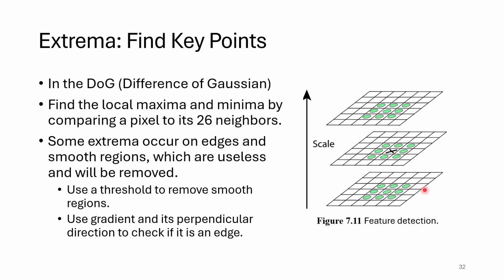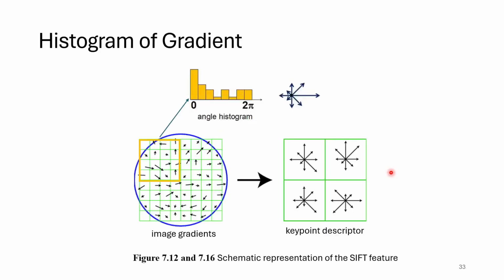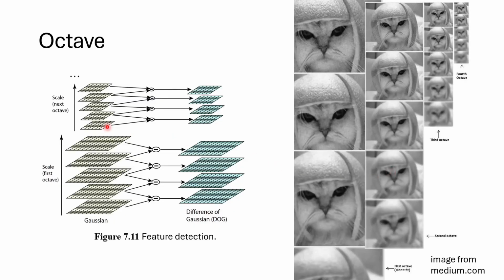So here, as we can see, because it needs to compare with its 26 neighbors, for the first layer or the last layer, there are no neighbors at the top or the bottom, so it won't find the maximum or minimum value there.